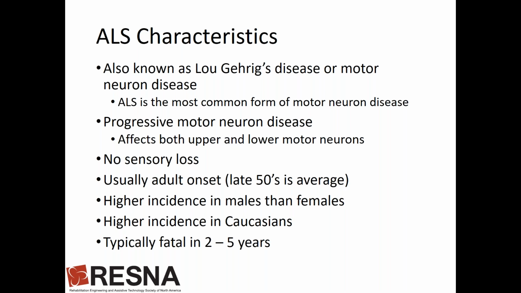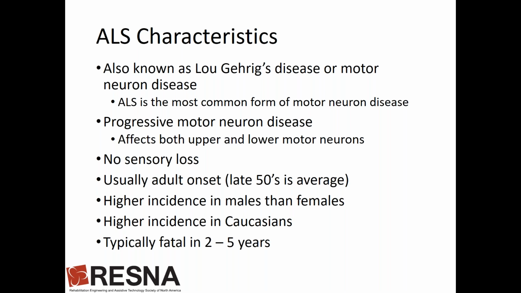So you may see motor neuron disease instead of ALS. ALS is just the most common form of it, and they all present very similar. So it is progressive, and it affects the uppers and the lowers. There is no sensory loss, so it doesn't attack the sensory system. It's diagnosed through an EMG. And so a lot of times the individuals will have symptoms for a couple of years before they're actually diagnosed.